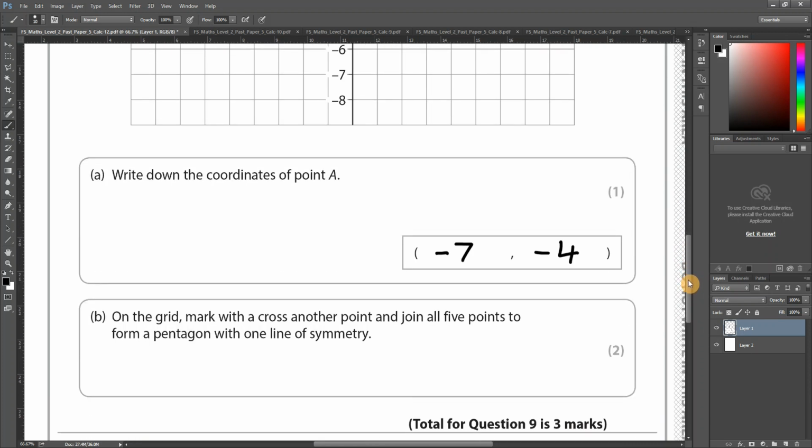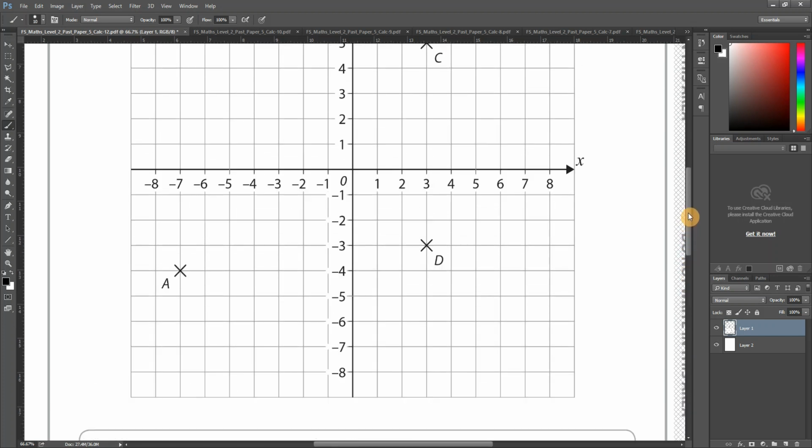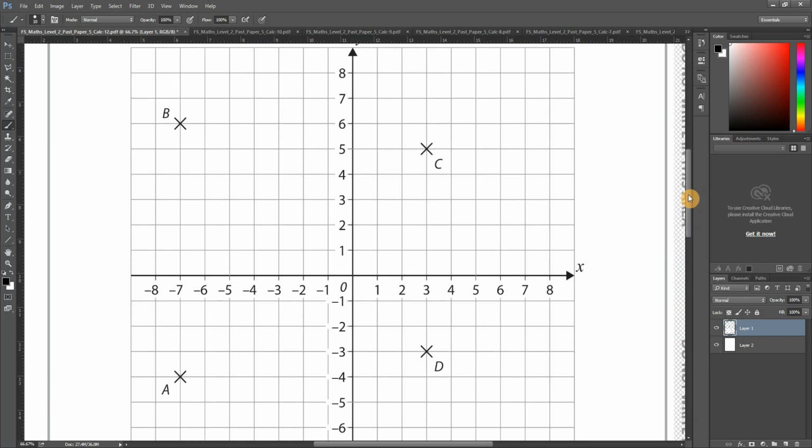Part B says, on the grid, mark with a cross another point and join all 5 points to form a pentagon with 1 line of symmetry. 2 marks. Let me just see where these points are going. If it's 1 line of symmetry, it can't be going up and down. The line of symmetry must be going this way, because these points are not in line with these points over here. Can you see B and C, they're not in line with each other. A and D, they're not in line with each other. So the line of symmetry must be going through the center.